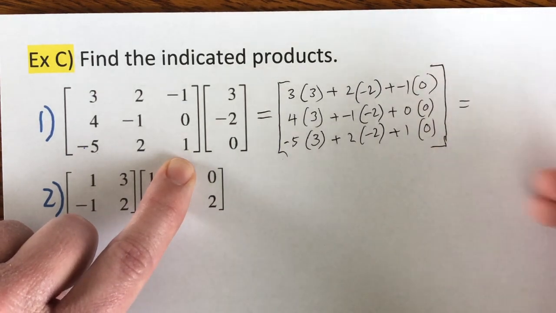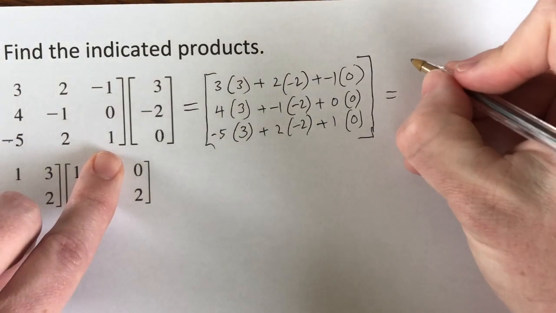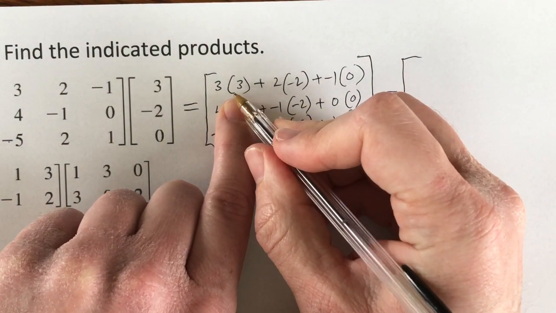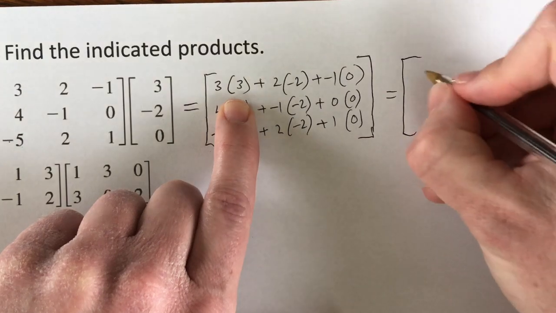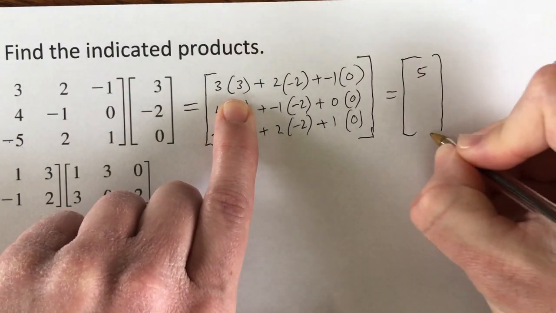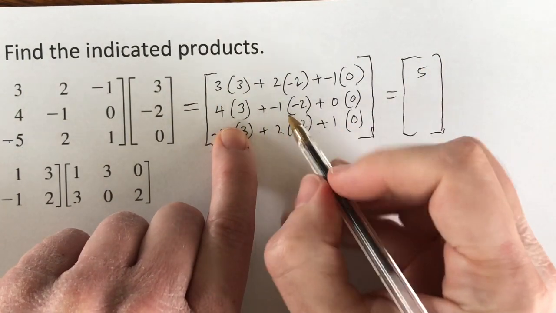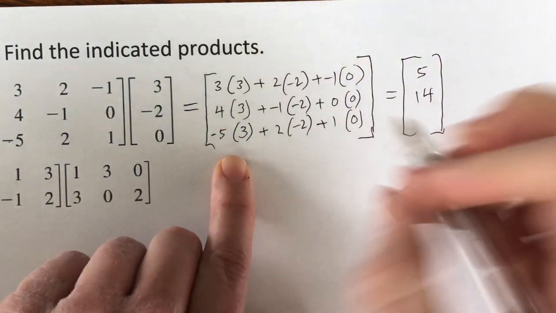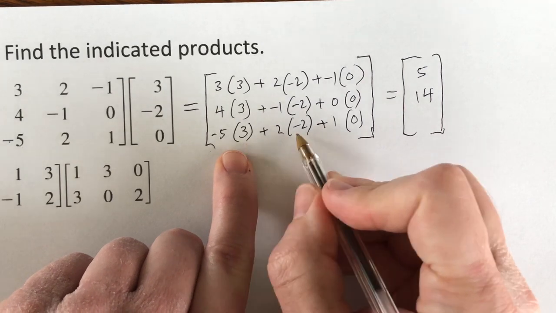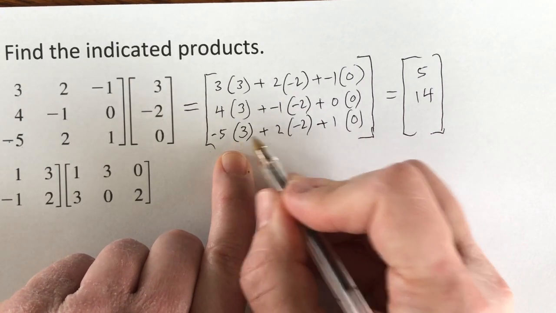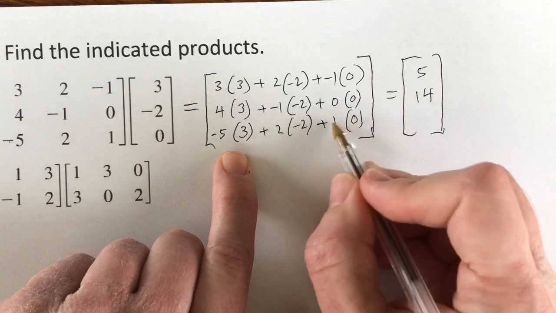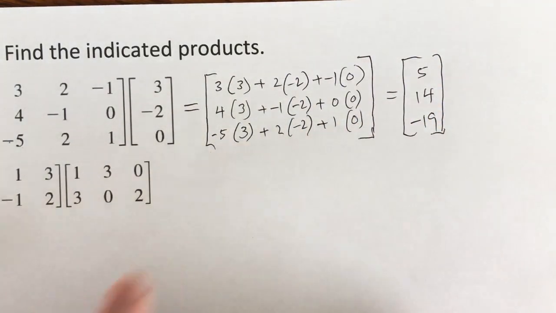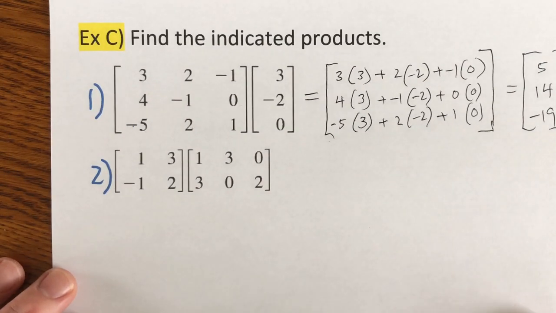Yes. All right, so our final result here would be what? That's 9 minus 4 plus 0, that's 5. And then we have 12 plus 2, that's 14. Then we have -15 minus 4, right? -15 plus a -4 plus 0, that's -19. So there's your product for the first example. Let's go ahead and look at the second example.